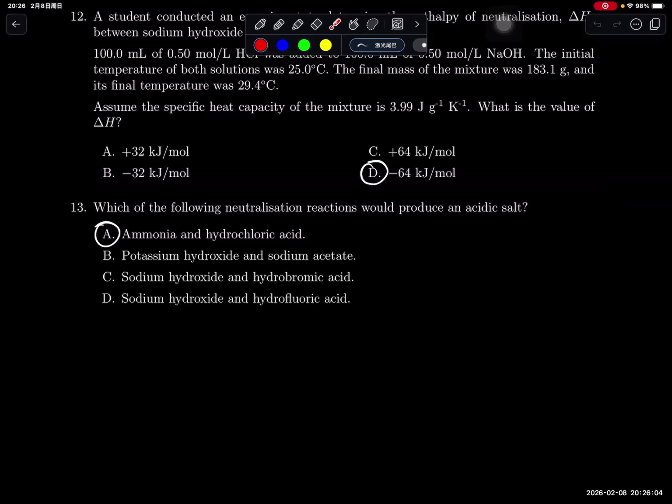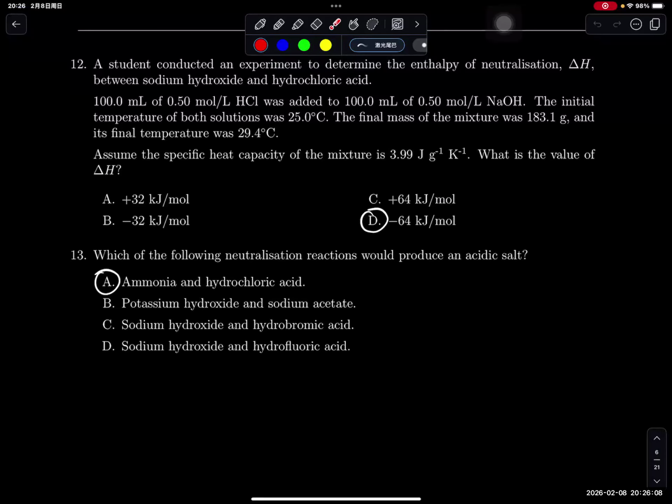Which of the following neutralization reactions would produce an acidic salt? If you have a weak base and a strong acid, you produce an acidic salt. That's just by definition. There it is. So A is the right answer. The acidic salt is called ammonium chloride.